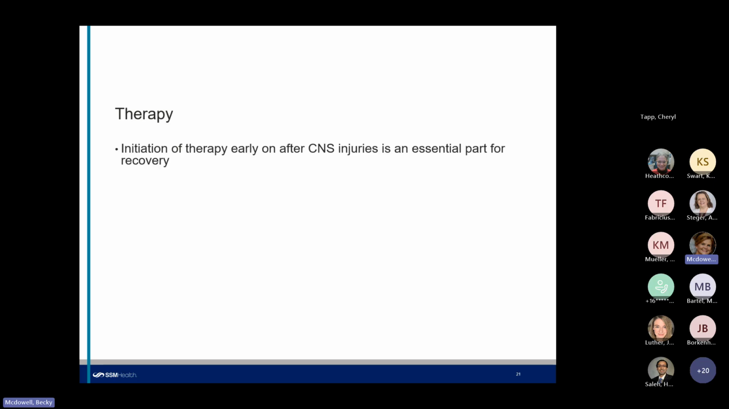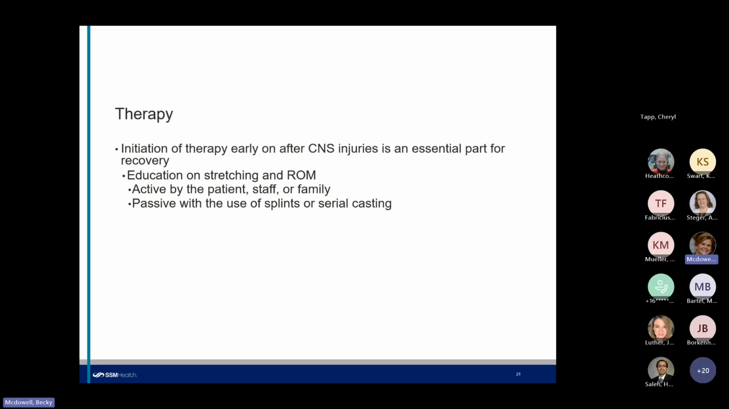So therapy, again, initiation of therapy early on after a central nervous system injury is important for recovery. One of the first things that they start doing is they work on range of motion and stretching because we want to prevent contractures and muscle tightness. And this can be active by the patient, staff, or family, or it can be passive with the use of splints or serocasting. So active range of motion that we often teach people in the hospital or even in clinic or in an outpatient setting is, if they have tightness of, let's say, their finger flexors, you might have them extend their arm and pull their fingers back with their other hand to stretch their finger flexors.